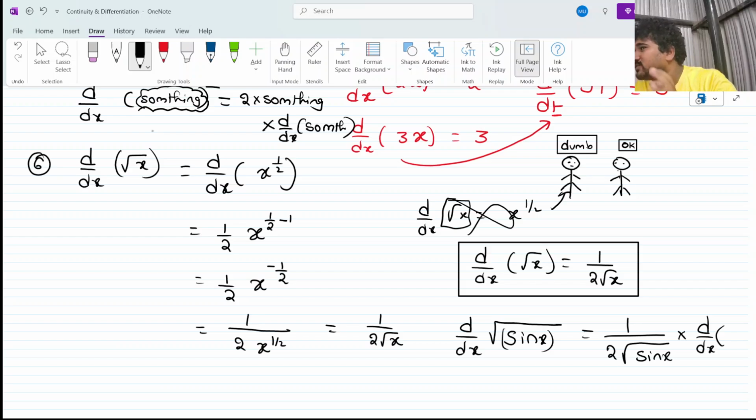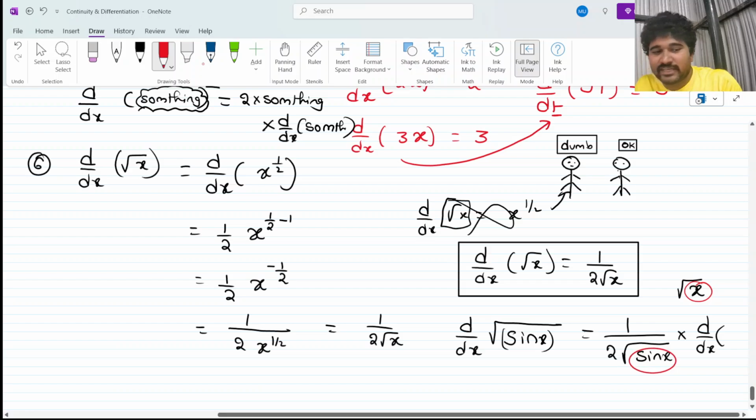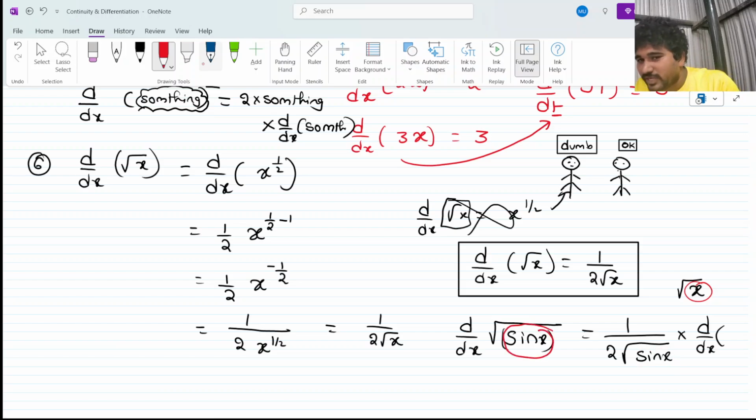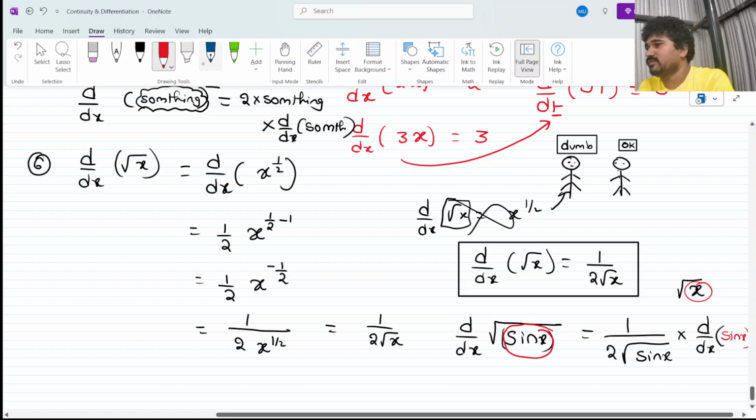In place of x, what is there here? In place of x in the formula, you are imagining root x as the formula. In place of that x, sin x is there here. Am I correct or not? So that's why d by dx of that sin x we need to do extra.